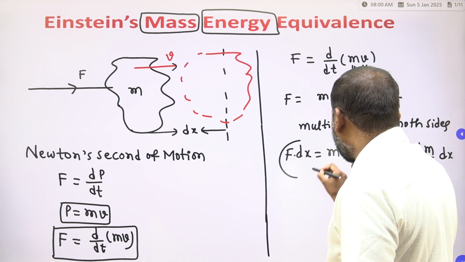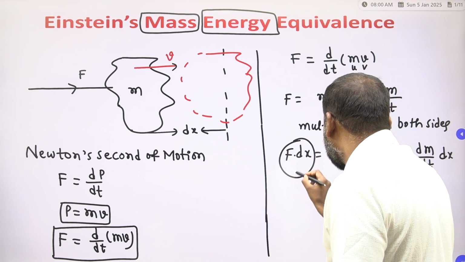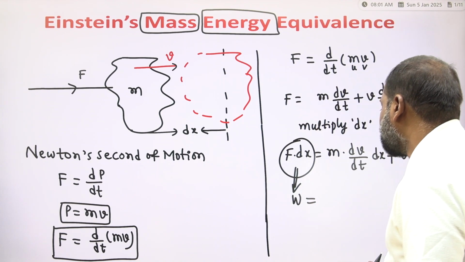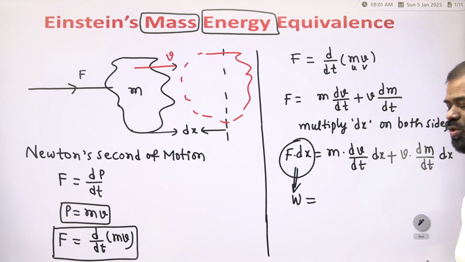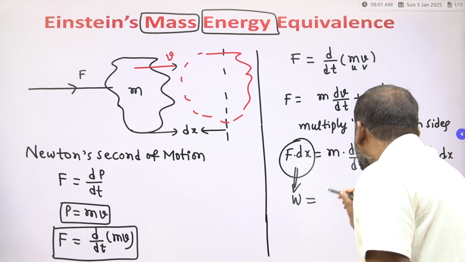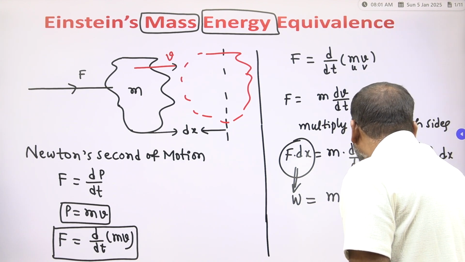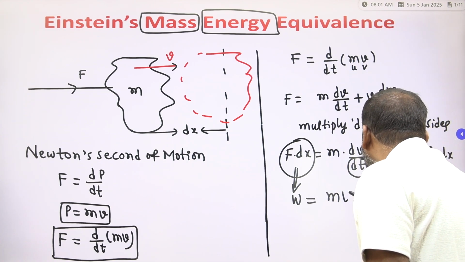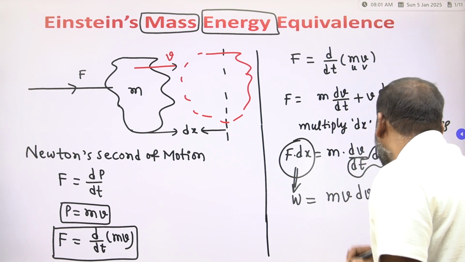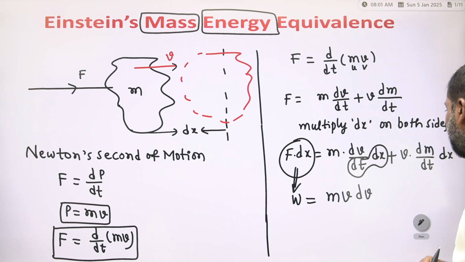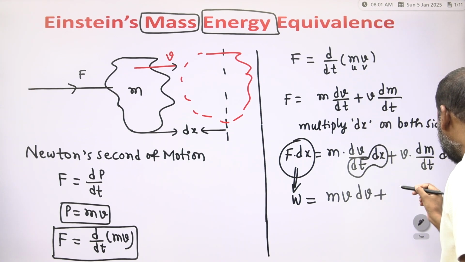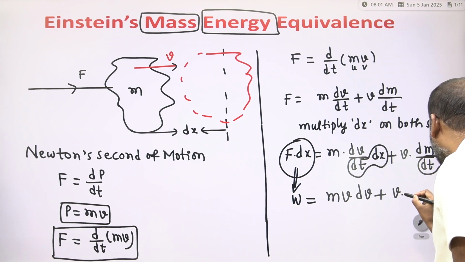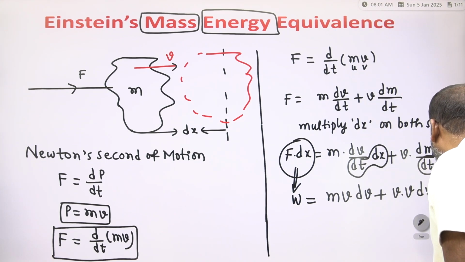Therefore F into dx is the work done on the system, W equal to F dot dl. So dx by dt we take as v: m into v into dv, plus v into v, so v square into dm.